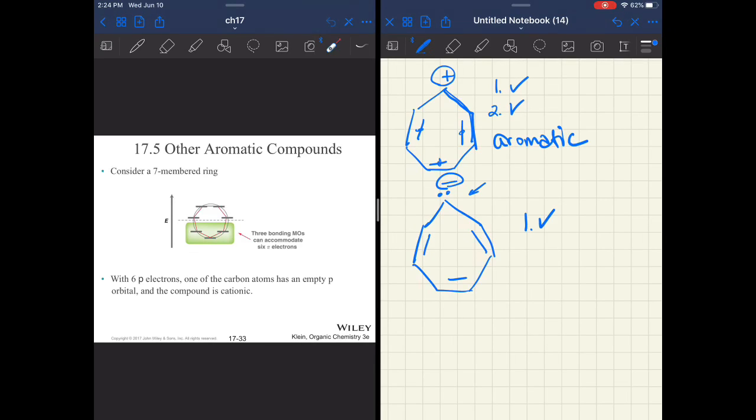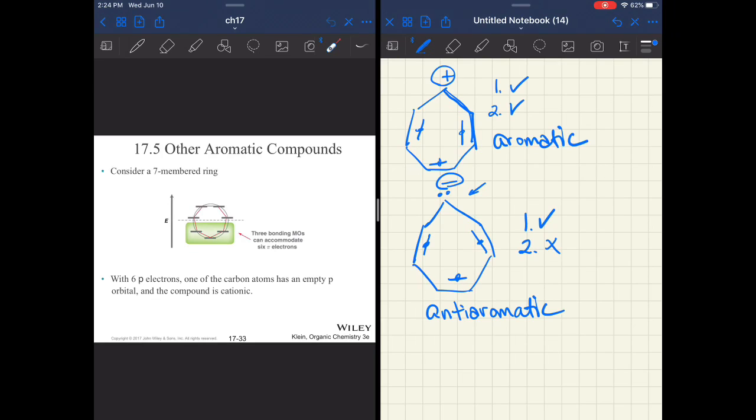And then you have 1, 2, 3 double bonds. Each one of those is going to have a p orbital that goes up into the pi cloud. So rule 1 is satisfied, but rule 2 fails, because you have 1, 2, 3 pairs from the double bonds, and you have another pair from the carbanion. So if this one is planar, it would be anti-aromatic.